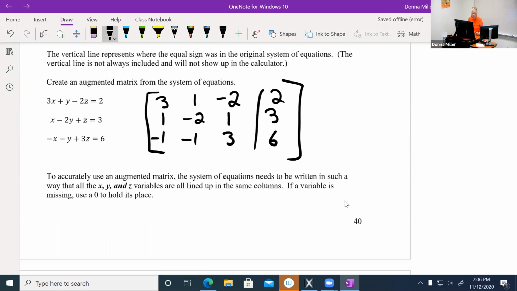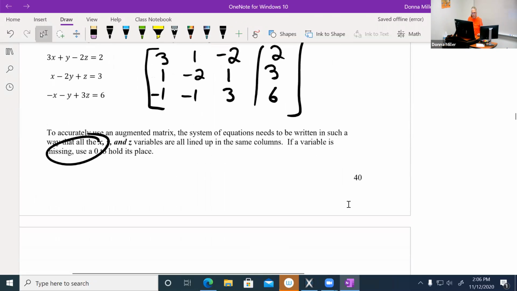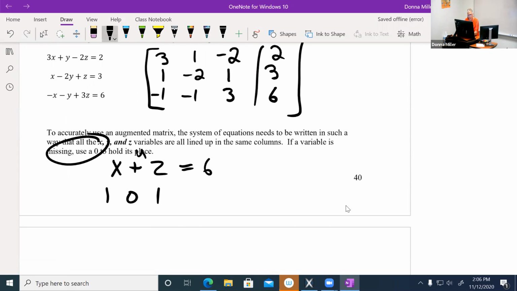If a variable is missing completely, put a 0 in its place. So if I had something like X plus Z equals 6, Y is missing, so I put a 0, and I'd write this as 1, 0, 1, 6 in that row. If something's missing, make sure you put a 0 in there.